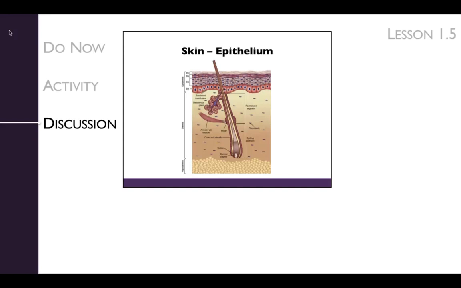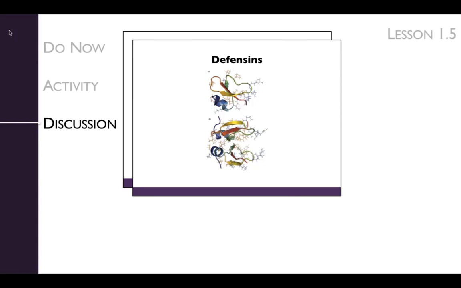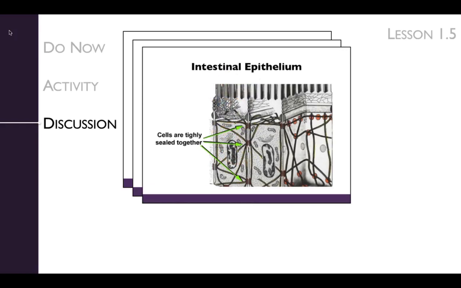The outermost layer of epithelial cells are tightly packed and have hardened dead cells that are impenetrable to most microbes. Defensins are small molecules found on the skin and in mucus that have antimicrobial effects. The respiratory and intestinal epithelium, unlike the skin, is composed of a single layer of cells.